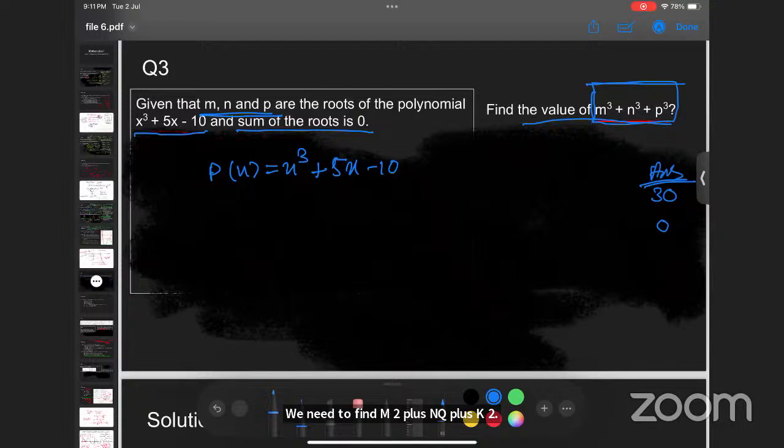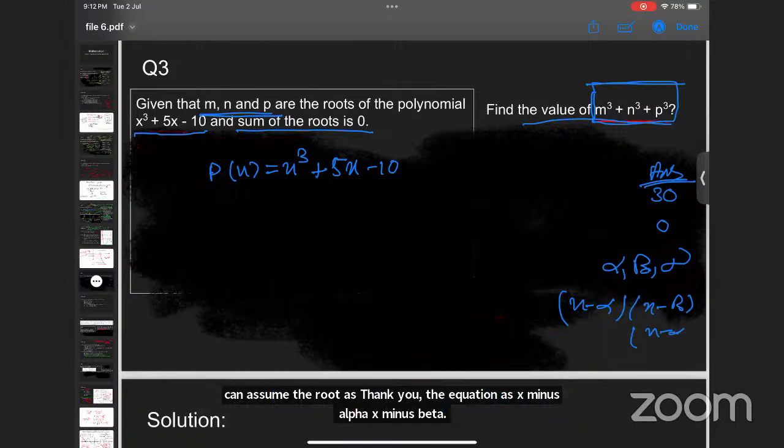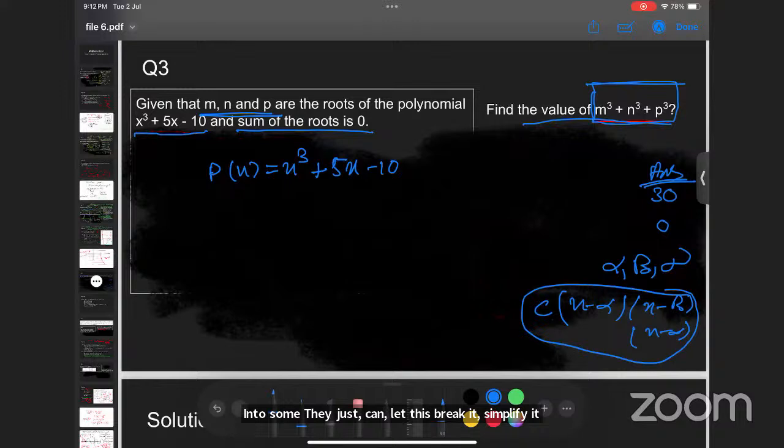Someone is asking, ma'am, is there any other way to solve a cubic equation except the hit and trial method? Yeah, you can just factorize it. Otherwise, you can assume the roots as alpha, beta, gamma, then equate the equation as x minus alpha, x minus beta, x minus gamma into some constant term. Then just calculate this, break it, simplify it, and equate both sides. Then you can also find the roots. These are the two possible ways.